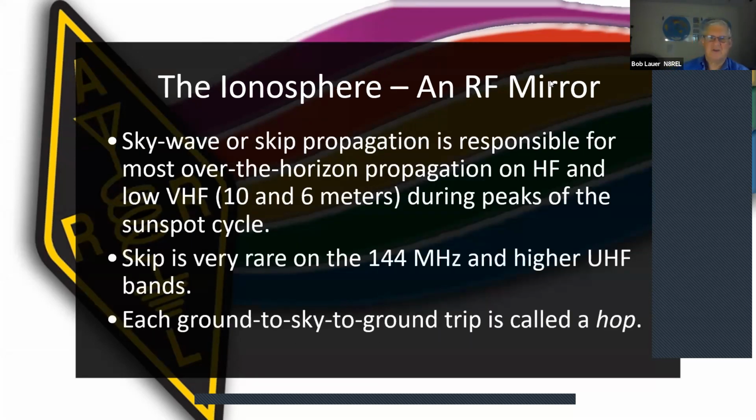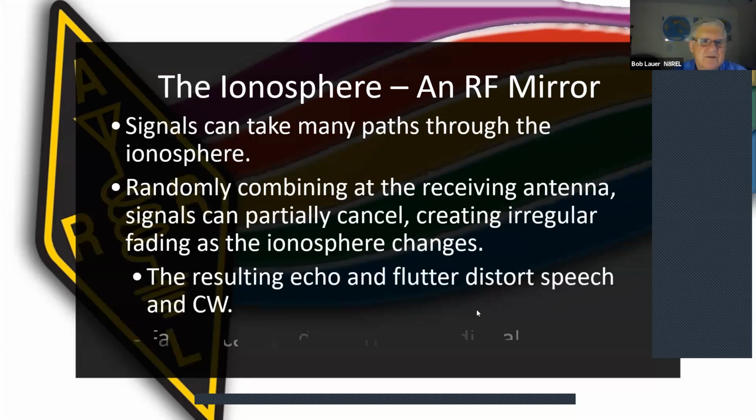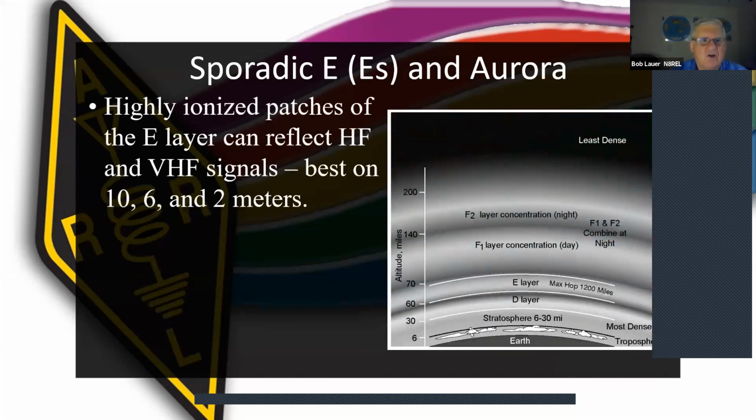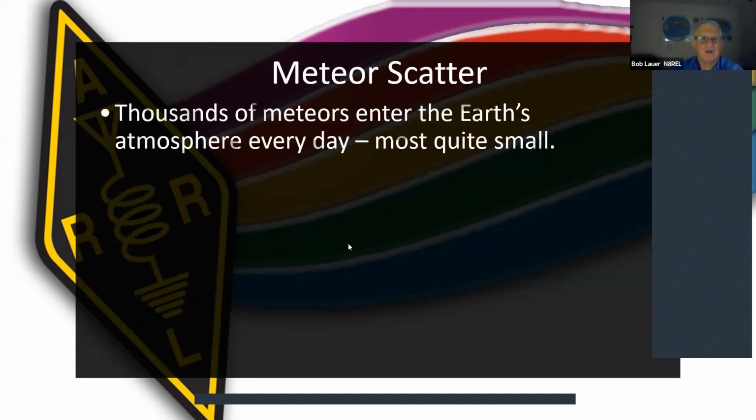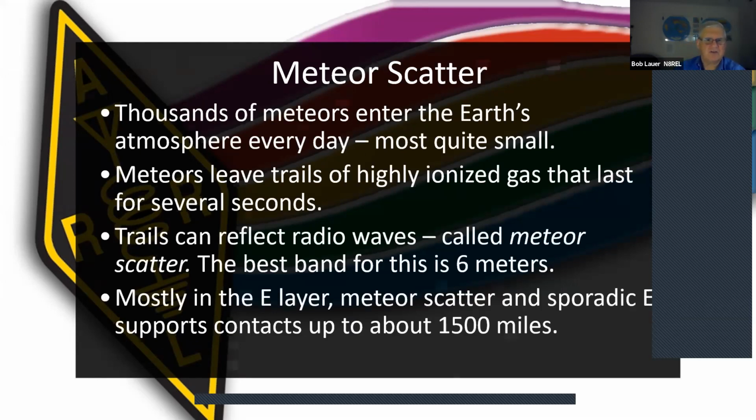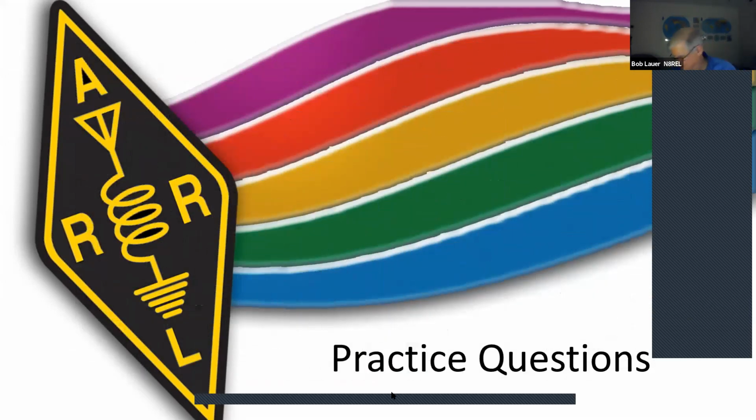And skywave or skip is responsible for most over the horizon on HF. Skip is very rare on 2 meters and on higher bands. And ground to sky is called hop. And I think we've covered that. Okay. All right. Highly ionized patches. The E layer can reflect HF and VHF. Okay, we've talked about the 10, 2, and 6 meters. We talked about the aurora. And meteor scatter, yes. Okay, that's that.